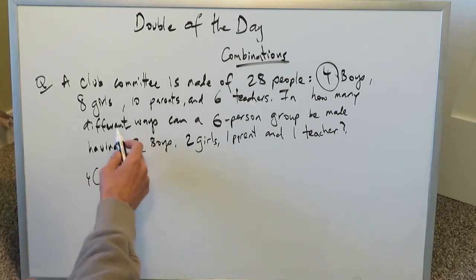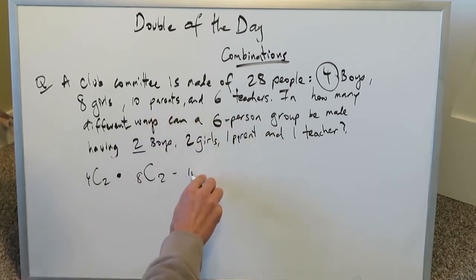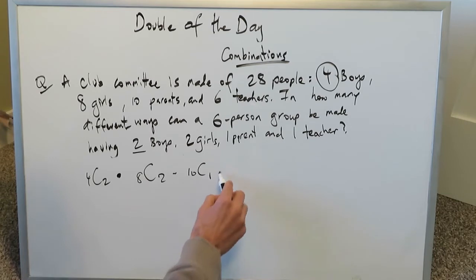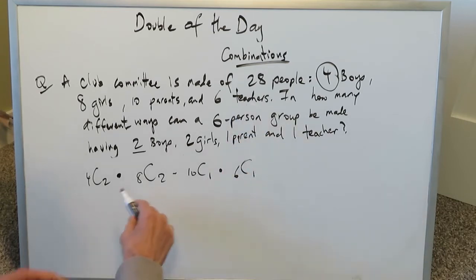Let's talk about the girls. There are 8 girls and you have to pick out 2 from those. So 8C2. You got 10 parents. From these 10 parents you got to pick only 1. Not too bad. And you have 6 teachers, 6C1, and you got to do this.